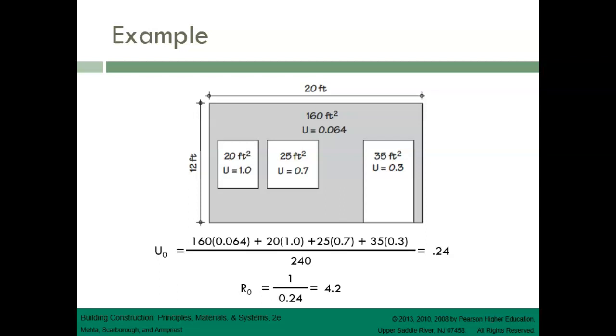So how would we go about calculating the U value of a wall, for example? I'd have to take each individual piece. It looks like we have a door and 2 windows, and each one of those pieces has its own U value associated with it. We would multiply the area times that U value, and we would divide that by the total area of the assembly, and that would give us the overall U value of that particular assembly.